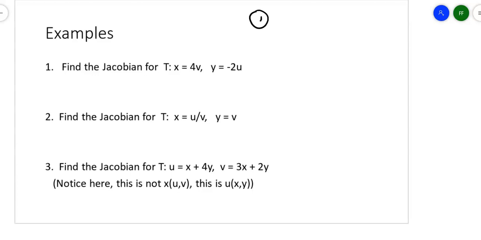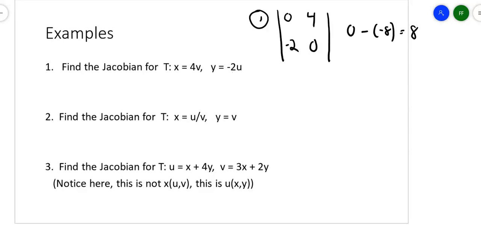So for number 1, when I set up my determinant, I'm going to do the partial derivative of x with respect to u. What's the partial derivative of x with respect to u? Well, if x is 4v, if I derive with respect to u, I just get 0. What's the partial x with respect to v? It's 4. So that's my first row across. Second row will be the y's. So partial y with respect to u is just that coefficient, negative 2. Partial y with respect to v is 0. So when I calculate it, I get 0 times 0 minus 4 times negative 2. My Jacobian is 8. Done.